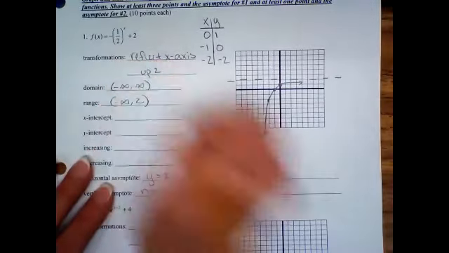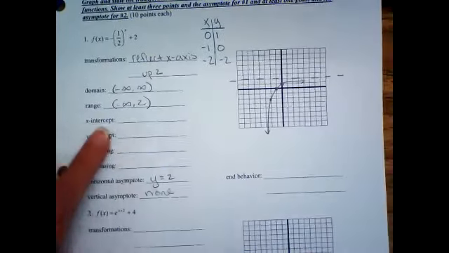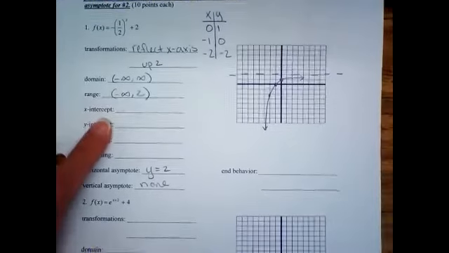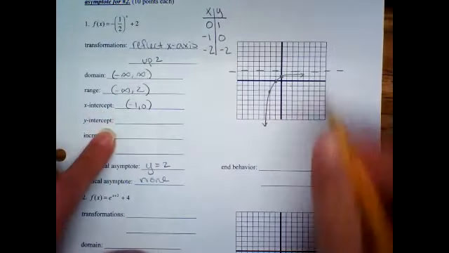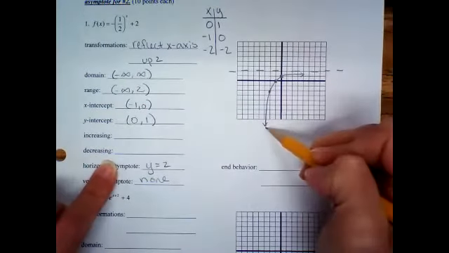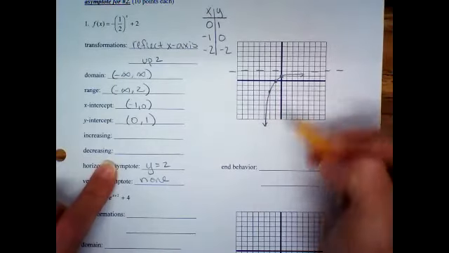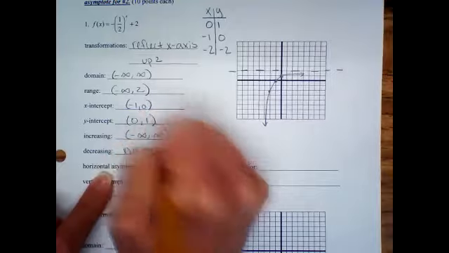Everything is parentheses in this unit. Nothing will be brackets. So just only do parentheses. All right. What's your x-intercept? Yeah, -1, 0. It's nice when it turns out to a nice whole number. Y-intercept 0, 1. Are we increasing or decreasing? Good. Increasing is all reals. Decreasing, it doesn't do that.